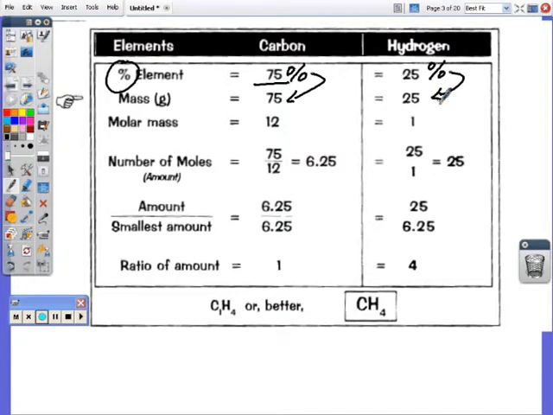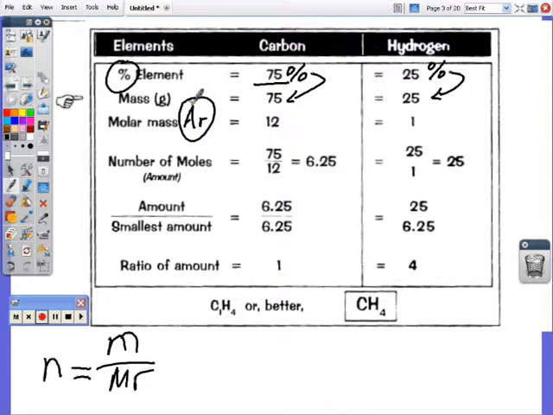Now, using our formula from the last video, where number of moles equals mass over mass of 1 mole, Mr, we can very simply convert these into moles. The molar mass, or the atomic mass, of the carbon is 12 and of the hydrogen is 1. So therefore the number of moles is mass divided by the atomic mass, in other words 75 over 12, which is 6.25, and 25 over 1, which is obviously 25.